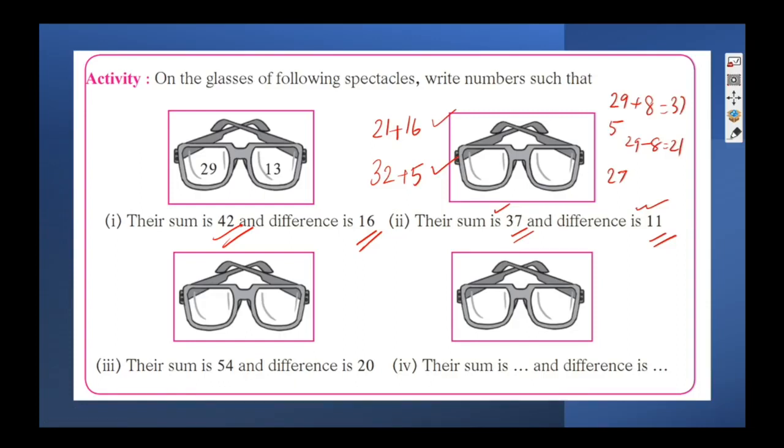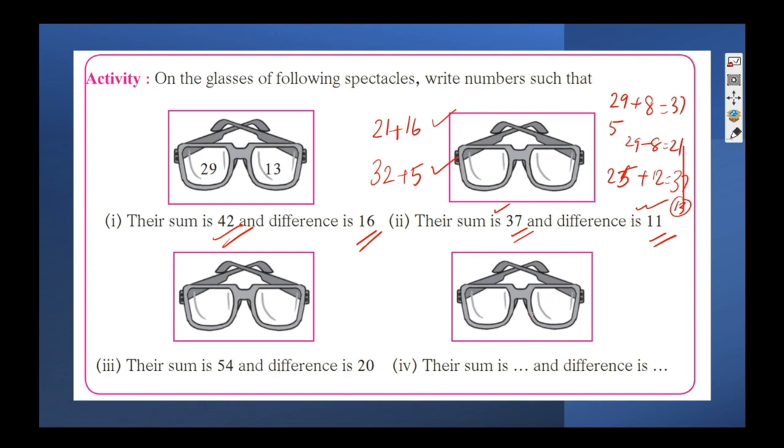Suppose that if I write something like 25 instead of this, for example, 25 plus 12 is equal to 37. The difference between 25 and 12 is 13. So I am almost close. There is a difference of only 2.